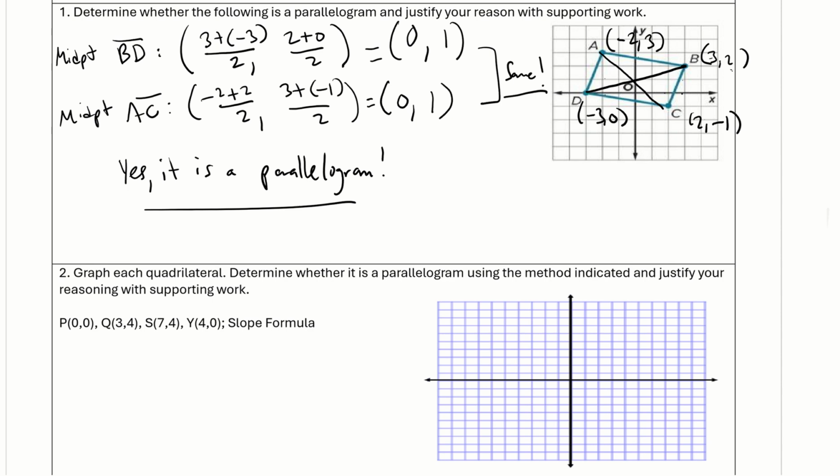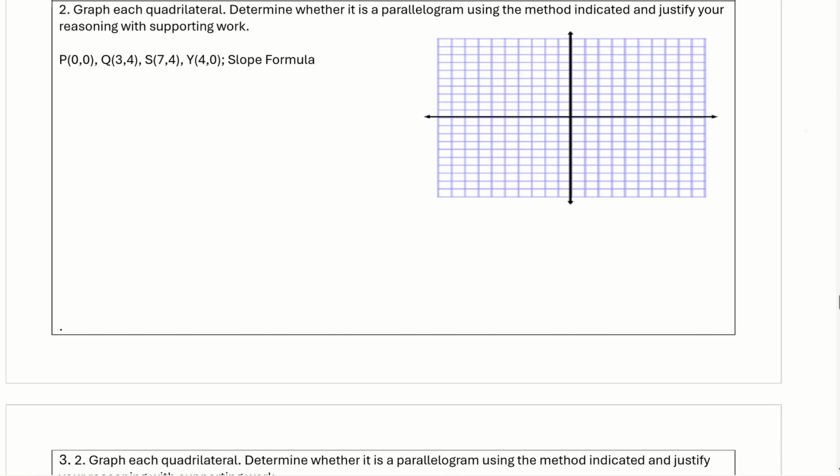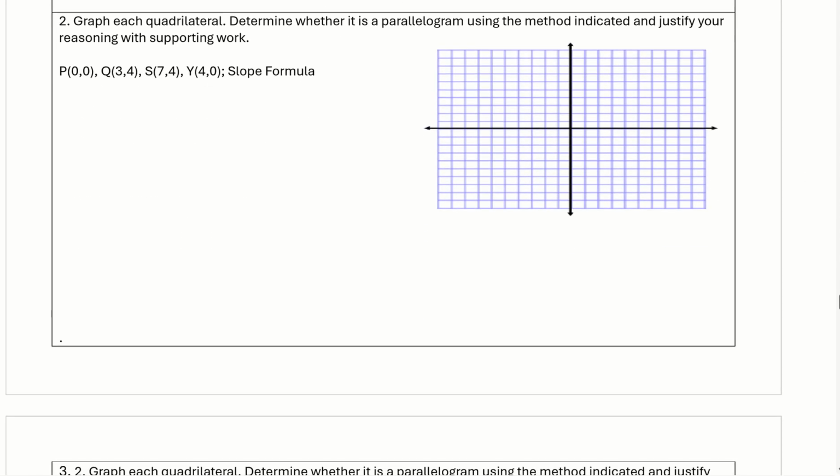Okay, that's it. All right, so number 2. Now we're going to graph it and then prove it with the slope. So 0, 0 is P. This is Q, which is 3, 4. This is 4, 0, that's R. And then this is S, which is 7, 4.